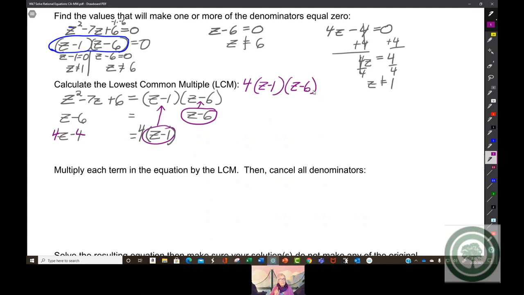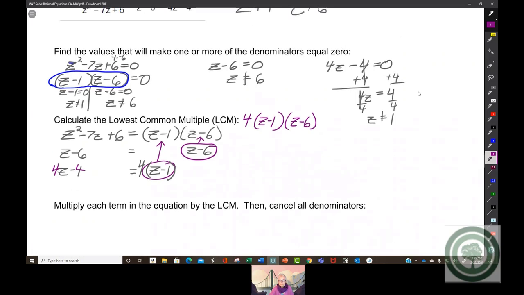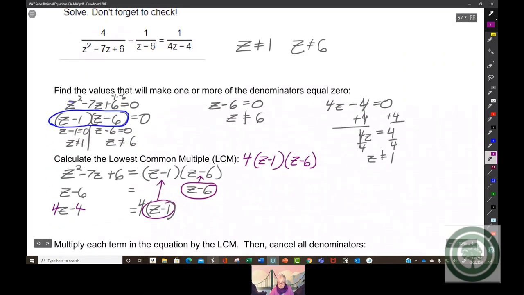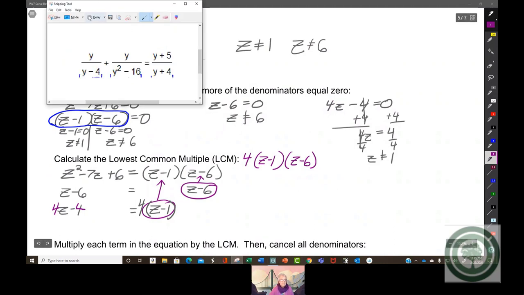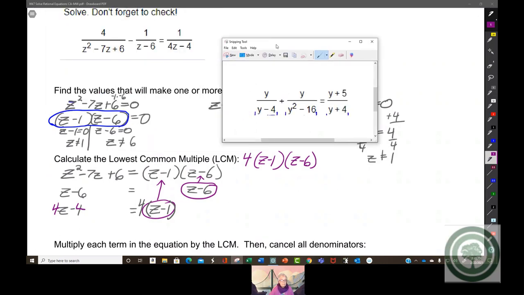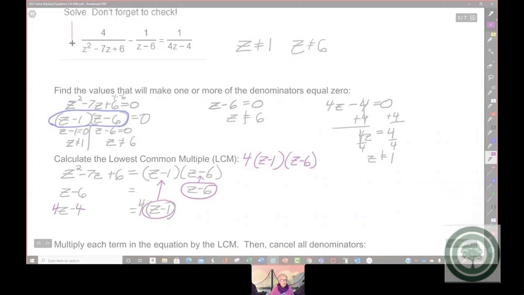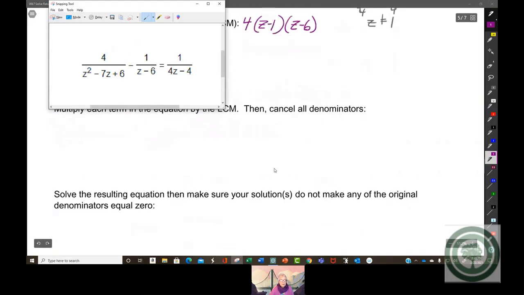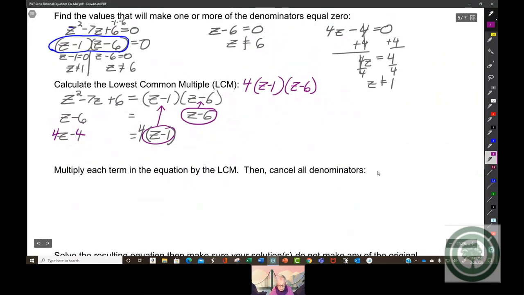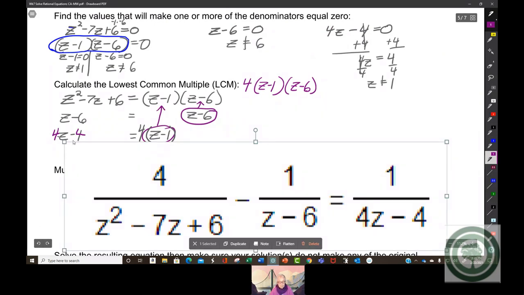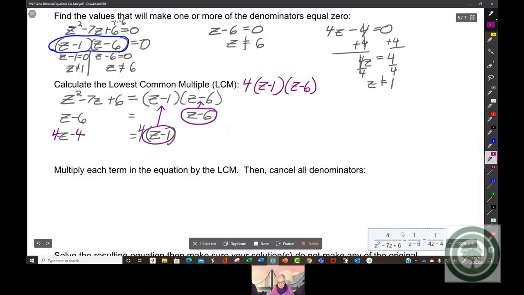And as you'll see with the 4 there, every part of each denominator gets taken care of. By taking care of, I mean canceled out. And that's just so I can see it.